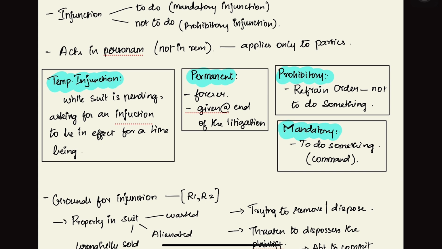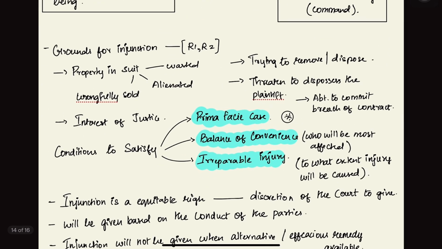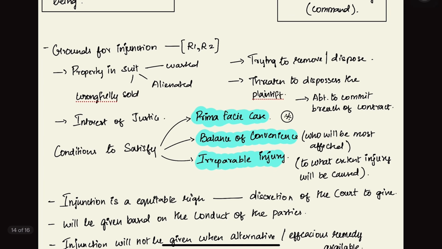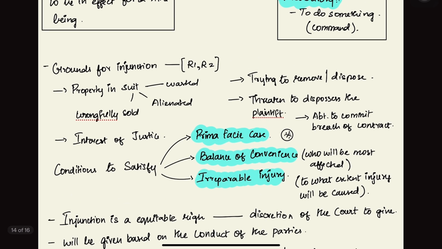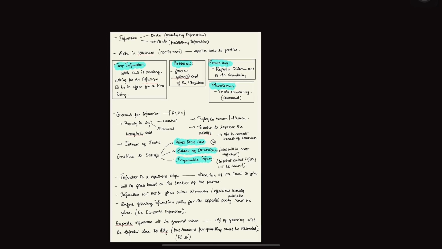Prohibitory injunction is asking the defendant to refrain, right? It is a refrain order, not to do something. And mandatory injunction is to do something. It is a command that is given by the court. And what are the grounds for granting injunction? That is given under Order 39, Rule 1 and Rule 2.